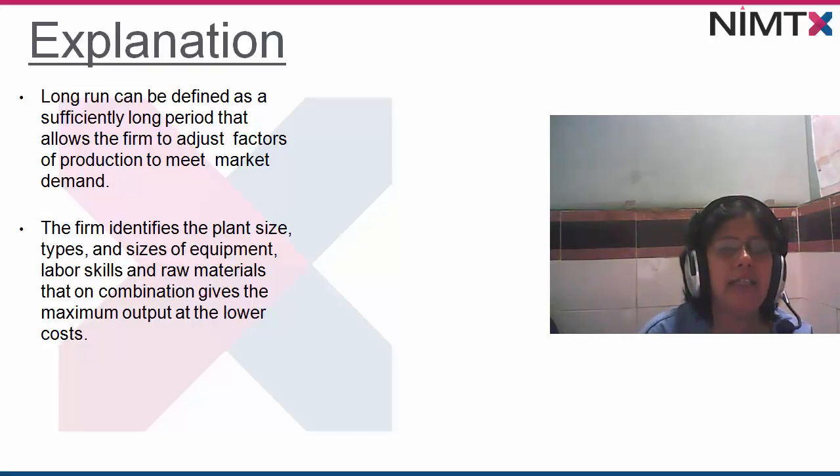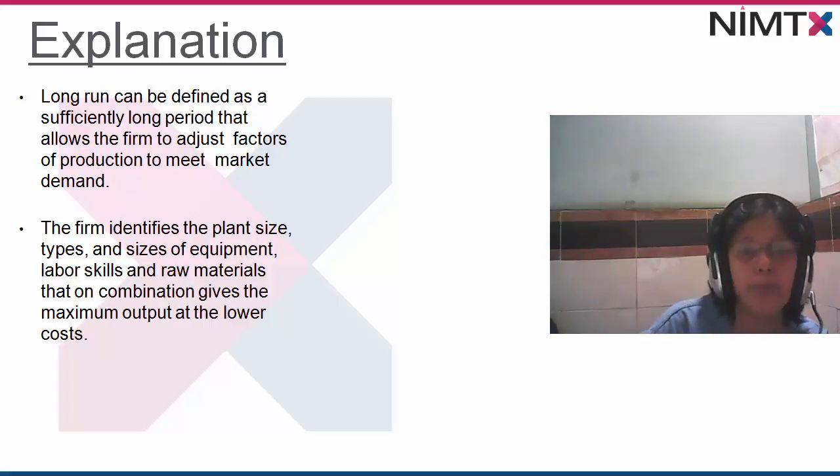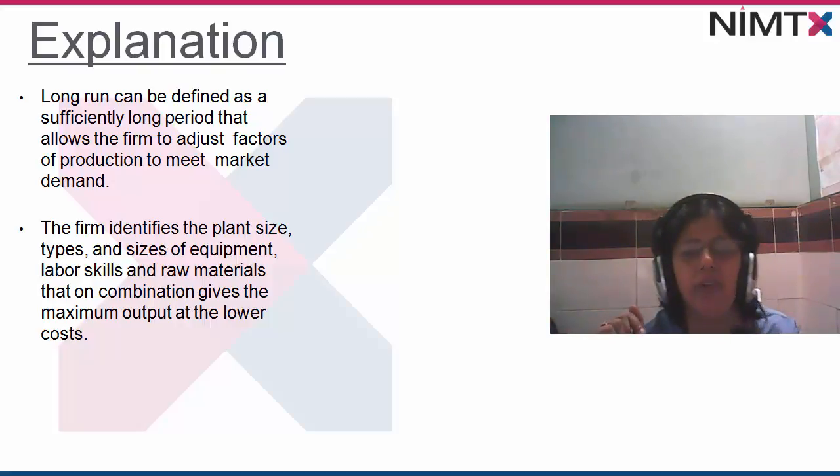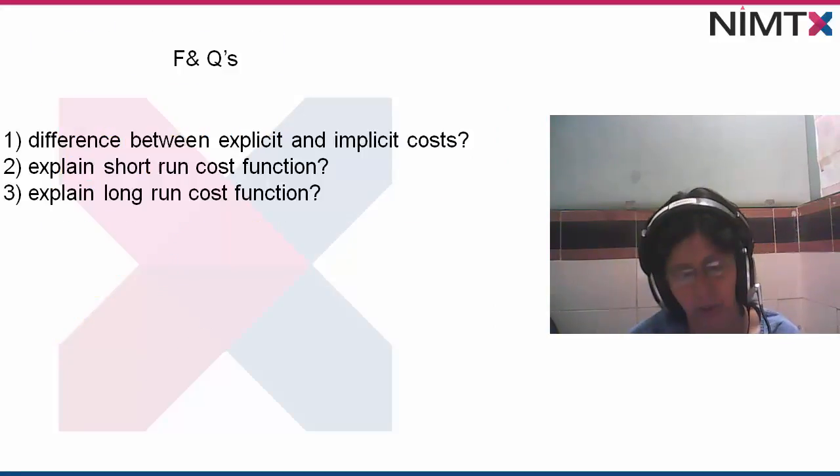Now we can say that the long run curve is used to adjust the factors of production to meet the market demand, because they can visualize the situation and try to meet the demands of the product. Second, when the firm has identified the plant size, the types and sizes of equipment and anything else, it can give the maximum output at the lowest cost.